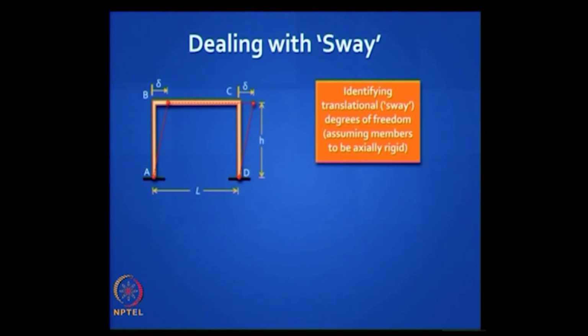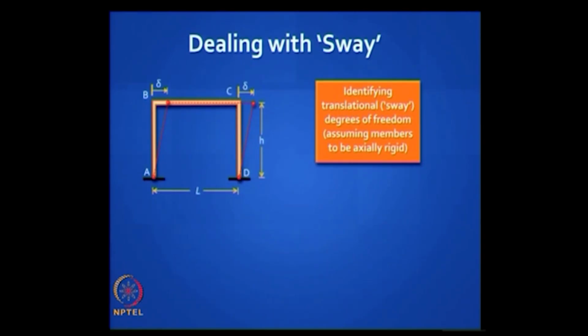Now let us see how to deal with sway. I have suggested that you do not deal directly with translation, always deal with chord rotation, because they are much easier to deal with. So you will have sway degrees of freedom in a frame like this. To figure out how many sway degrees of freedom you have, you conveniently put hinges at all the junctions and let it sway like a mechanism, and then you will find there is only one unknown degree of freedom here, that is delta. Is it clear?